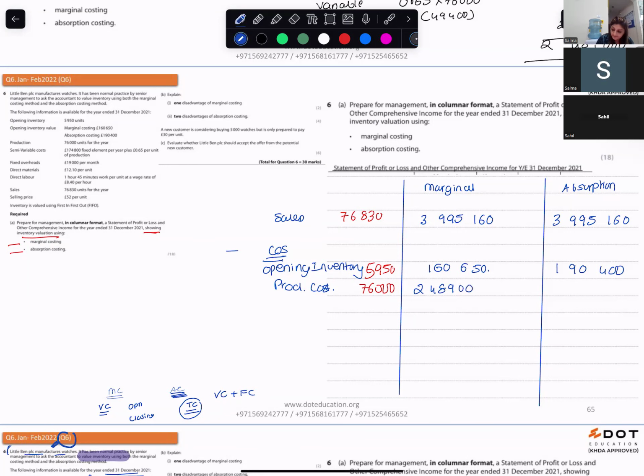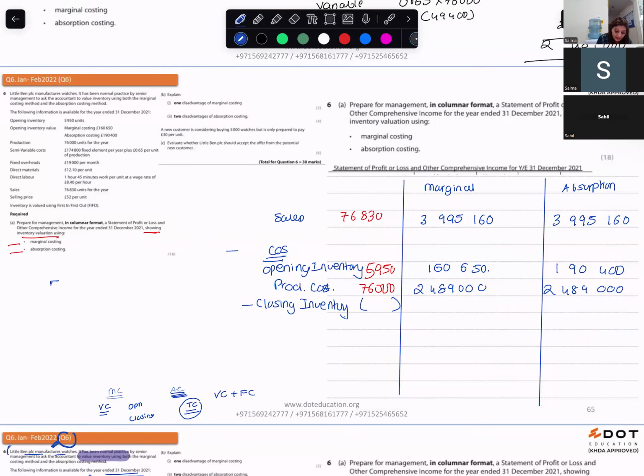2,489,000. Are you with me? Yeah. Minus the closing inventory. You show this in the paper as well. Closing inventory is how many units?